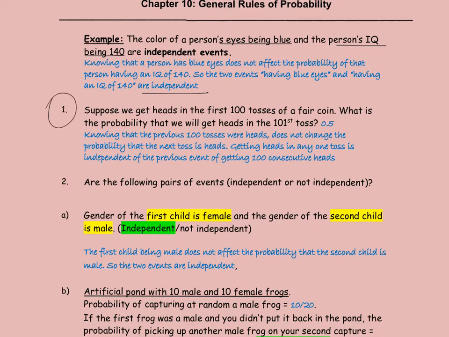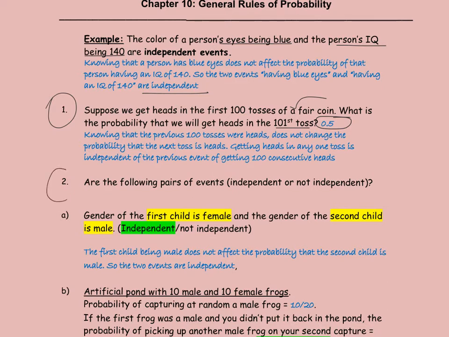So let's look at question 1. Suppose we're tossing a coin continuously and we get heads the first 100 tosses. It's rare, but it could happen. Now knowing that, so you know that the first 100 tosses of a fair coin, and it's important to know that it's a fair coin, were heads. Now what is the probability that we toss the coin again and the 101st toss is again heads? So the answer to that question is 0.5. It's still 50-50. So knowing that the previous 100 tosses were heads does not change the probability that the next toss will again be heads, because what happens in each toss is independent of what happens in the next toss. So they're independent events.